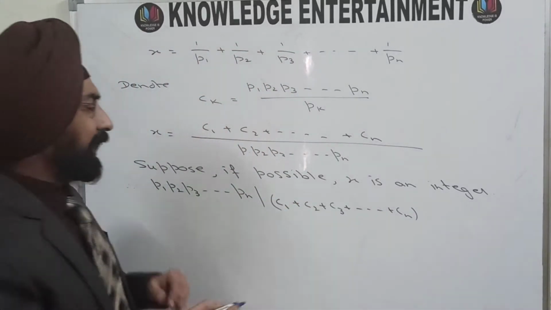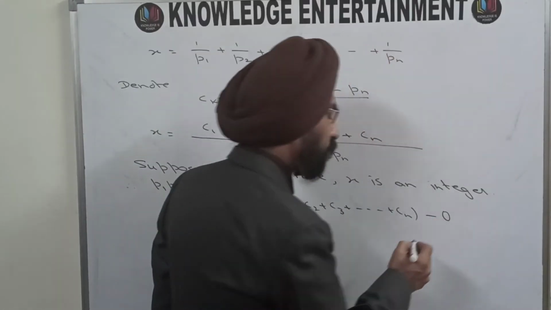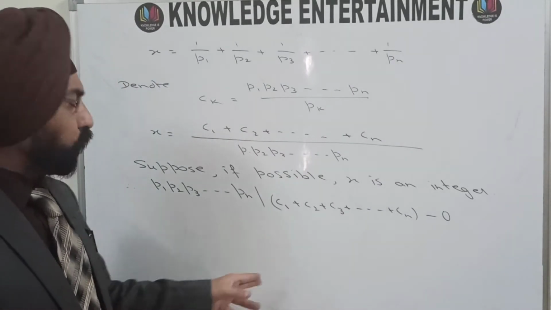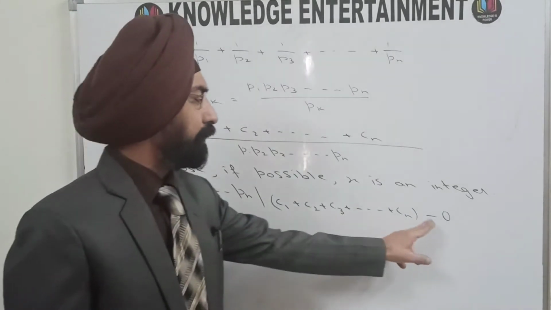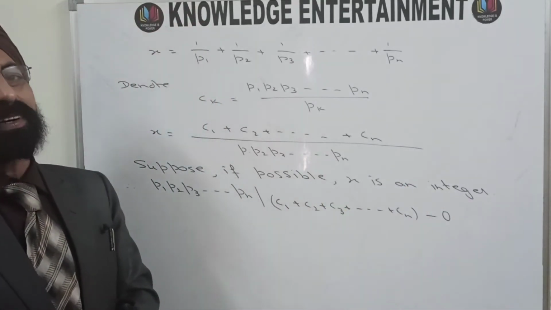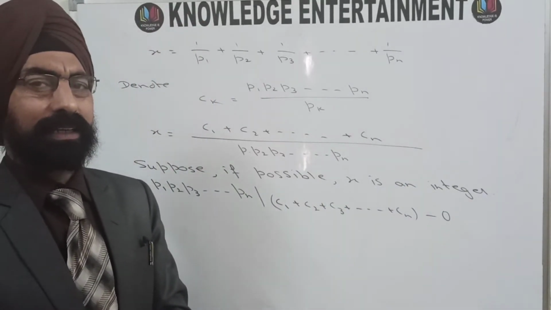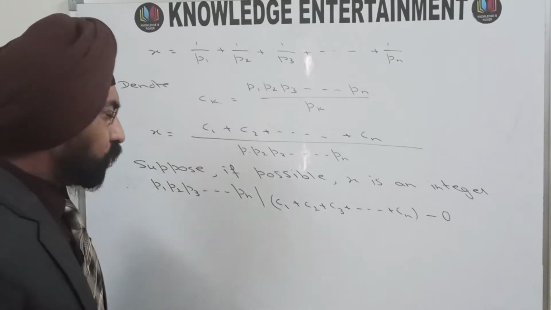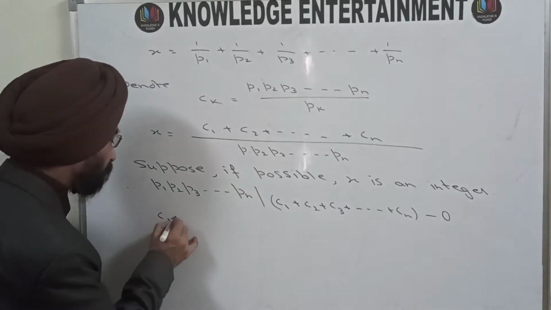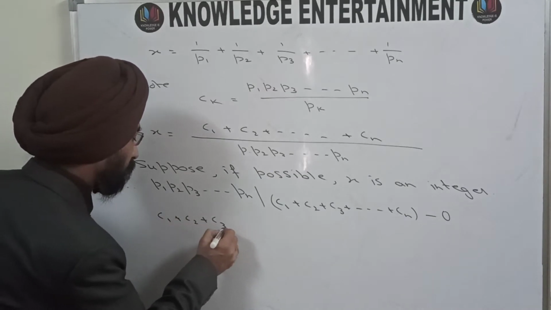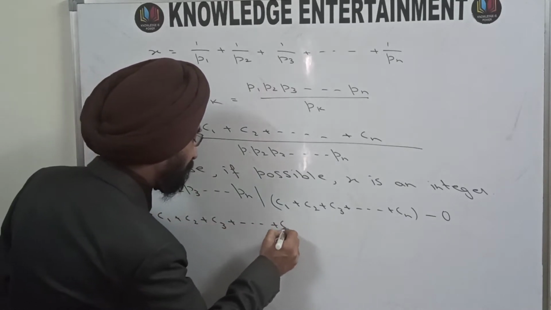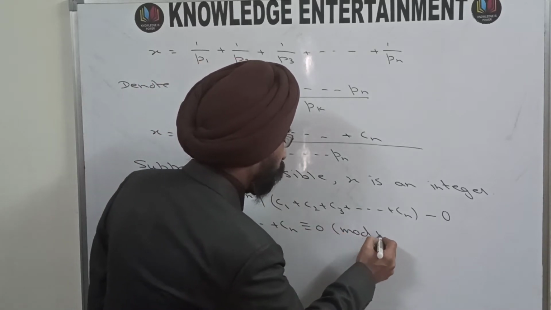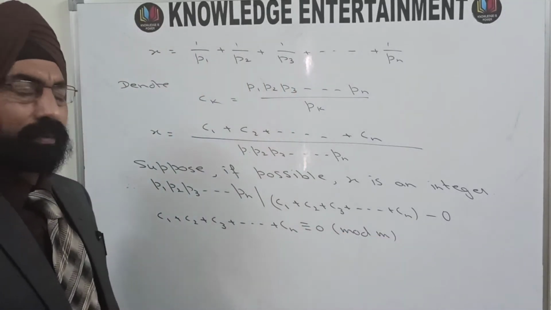and I can write this as this quantity minus 0. So what type of quantity you are looking at this time at the board is m divides a minus b. And if m divides a minus b, then a is congruent to b modulo m. So that means your C1 plus C2 plus C3 plus Cn is congruent to 0 modulo M.